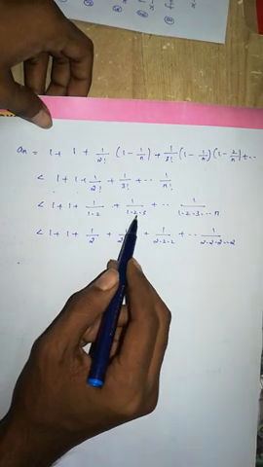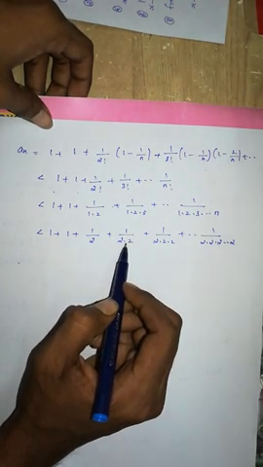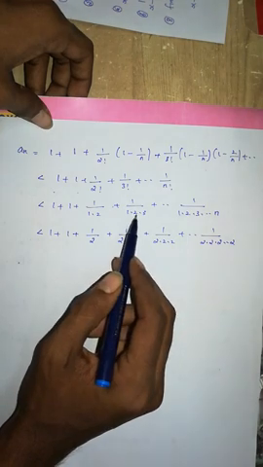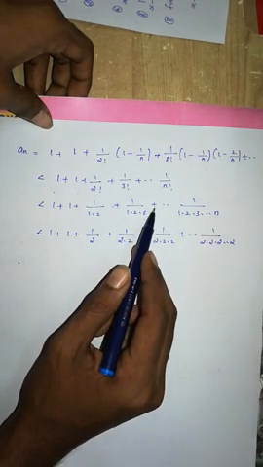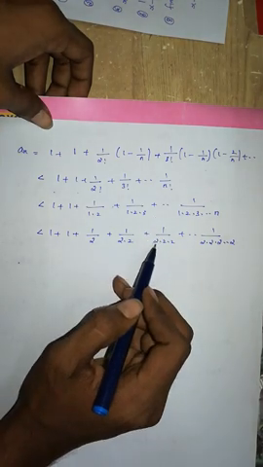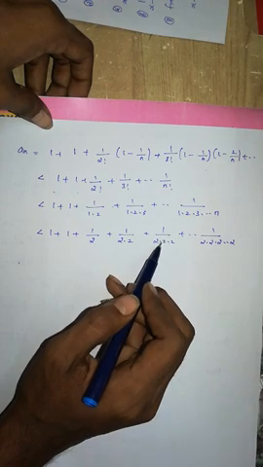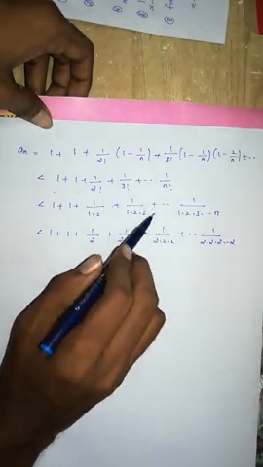So this term will be 1 by 6, which will be less than 1 by 4. So 1 by 6 is less than 1 by 4. The next term will be 1 by 1 into 2 into 3 into 4. So 1 into 2 into 3 into 4 is 24, which will be less than 1 by 2 into 2 into 2. So this term will always be less than the above term.